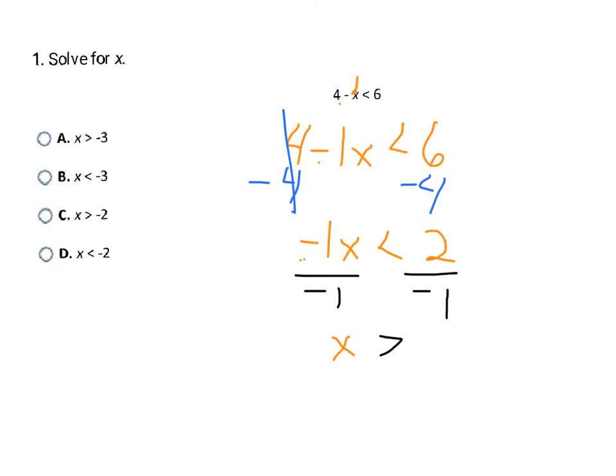The negative ones cancel, and I'm left with just an x. And then 2 divided by -1 is -2. So that means my answer here is going to be x is greater than -2. And so that makes C my final answer.